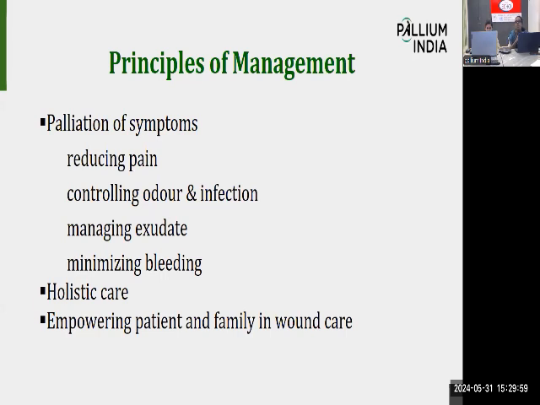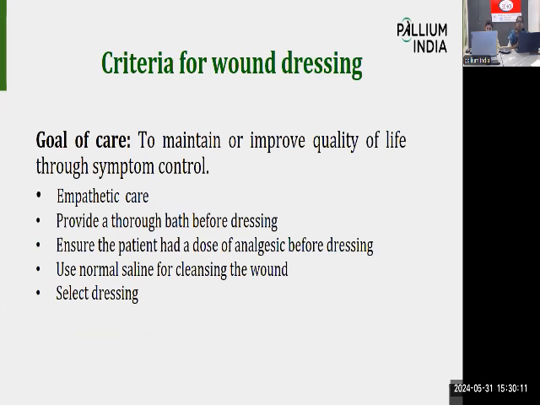And holistic care. Holistic care is a total care. This kind of patient definitely needs a total care, empowering the patient and family in their own care. So these are the principles of management. The criterion is to maintain or improve the quality of life through symptom control. So we know there are many symptoms. Our aim is to reduce their symptoms, and through that we can improve the quality of life of the patient and their family.